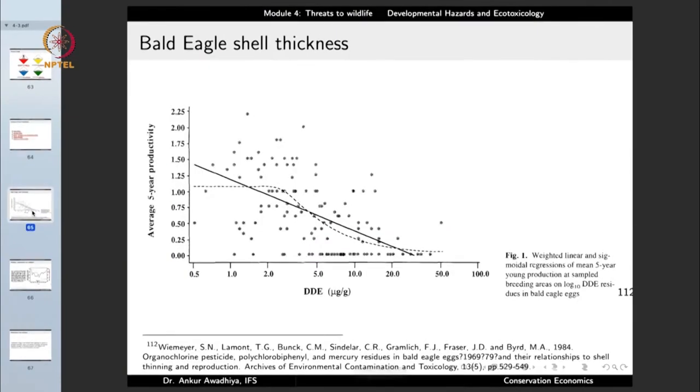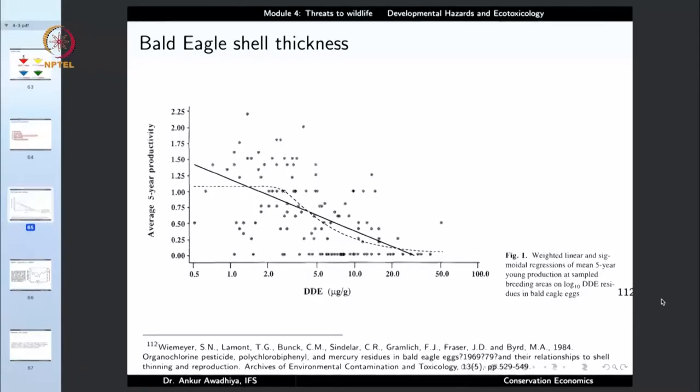So what is the impact of a chemical such as DDT? Now, DDT is a pesticide which was traditionally heavily used for agriculture, and it was also used in the control of malaria. Now, when DDT is used as a pesticide, a portion of it remains in the environment. So when DDT is, say, used in an agricultural field to kill off insects that were destroying the crops, with the next rains, a portion of it may get washed off and reach into a water body.